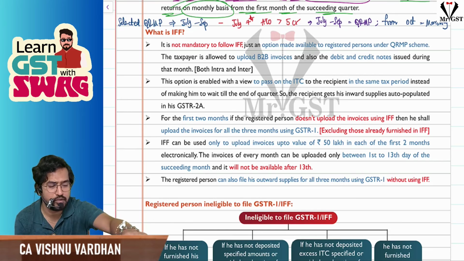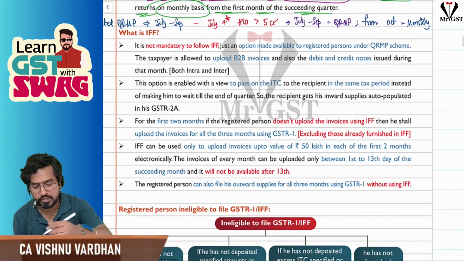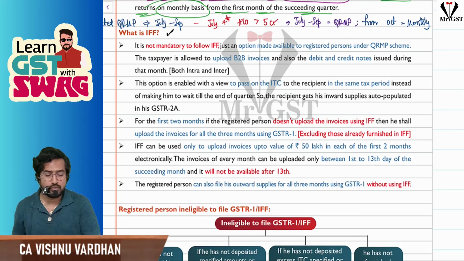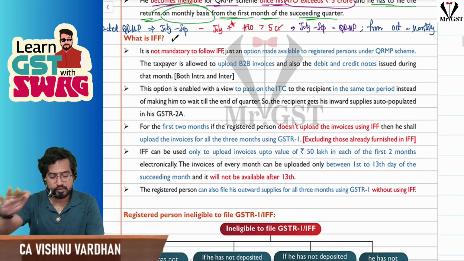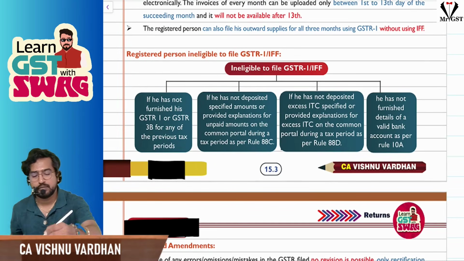It is optional only. If you have B2B invoices, you want to pass on the credit immediately, you pass on the credit. Otherwise, not mandatory. Correct? So already all the points we have discussed, you have also read. Those who have not read, please pause the video, go through IFF. Now, shall we move on to the next one? What is next one? Very important point. Please mark it important.